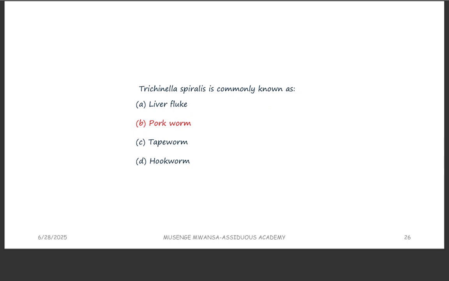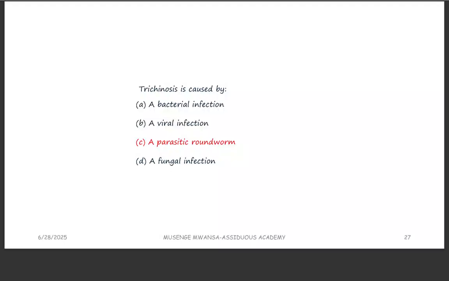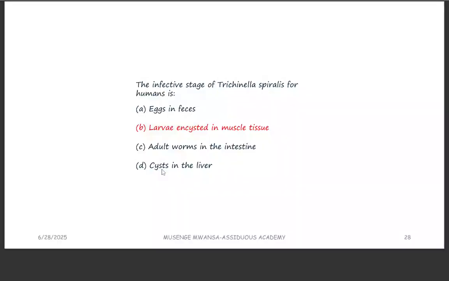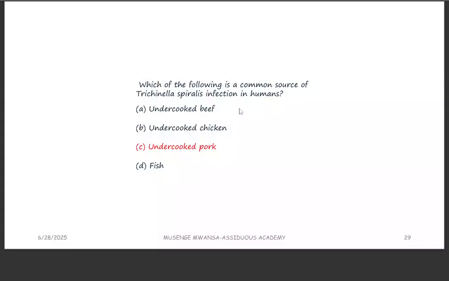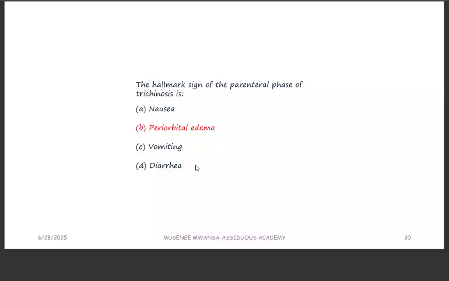Trichinella spiralis is commonly known as, so it's a pork worm. Trichinosis is caused by a bacterial infection, viral infection, parasitic infection, or fungal? So it's parasitic. Remember, worms are parasites. The infective stage of Trichinella spiralis for humans is the larva that has been encysted in muscle tissue. That's the one that infects humans. Which of the following is a common source of Trichinella spiralis infection in humans? The common source is undercooked pork.